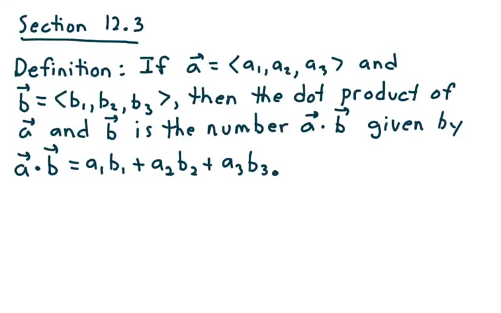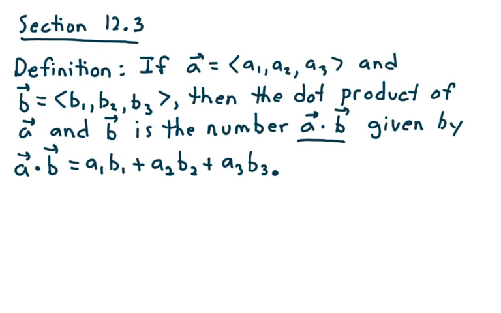This is a video from section 12.3 and it's based off the lecture notes. We're going to start off with a definition. If A is the vector A1, A2, A3, and B is the vector B1, B2, B3, then the dot product of A and B is the number A dot B given by the following formula. A dot B is equal to A1 B1 plus A2 B2 plus A3 B3.